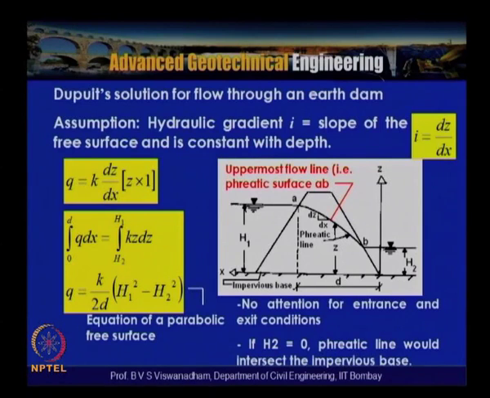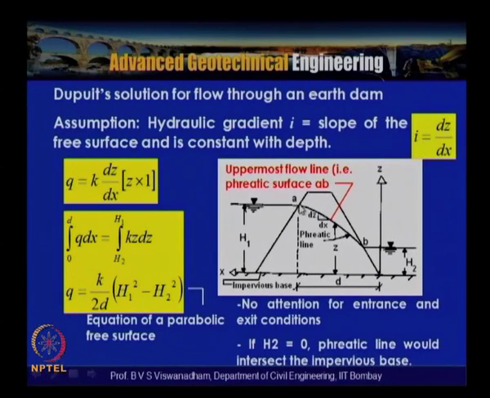So the assumption is that the hydraulic gradient I is equal to the slope of the free surface and is constant with the depth. Now when we consider the section, if you have height Z, then the seepage can be written as Q is equal to K into dz by dx into Z into 1.